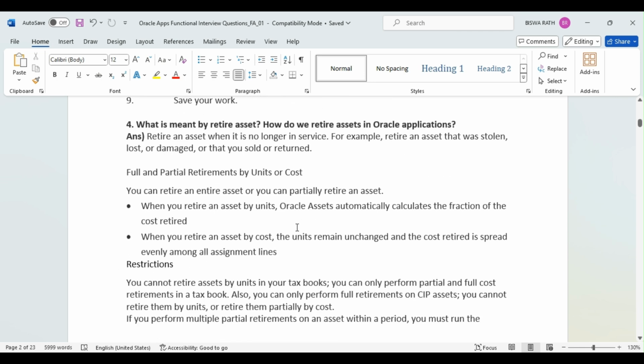What is meant by retire asset? How do we retire an asset in Oracle application? See, basically, retire is nothing but you want to decide, I want to retire this asset either partially or fully. You can do so. Okay. So Oracle provides full and partial retirement in two ways, either by unit or by the asset cost. You can retire any kind of asset, fully or partially. When you retire an asset by units, Oracle Assets will automatically calculate the fraction of the cost which has to be retired. When you retire an asset by cost, the units remain unchanged and the cost retired is spread evenly among all the assignment lines.